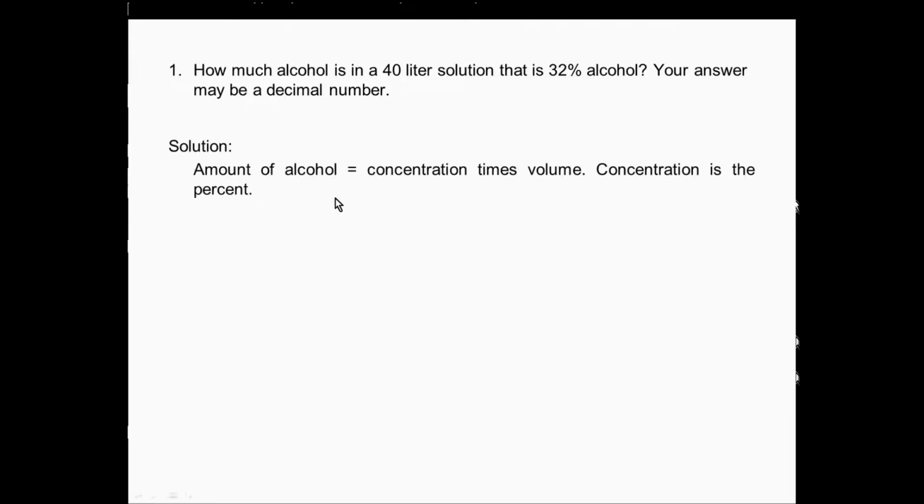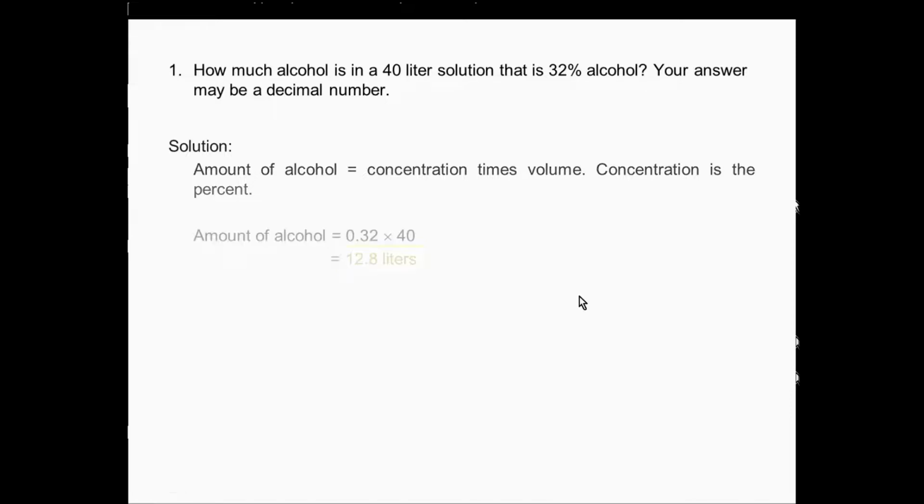So the amount of alcohol is equal to concentration times volume. Okay, so the concentration is the percent. So it's going to be 0.32 times 40. Okay, you just take out your calculator and do 0.32 times 40, and you get 12.8. Okay, notice there's no need to round. It took care of itself. Okay, so it's 12.8 liters. So it's concentration times volume.